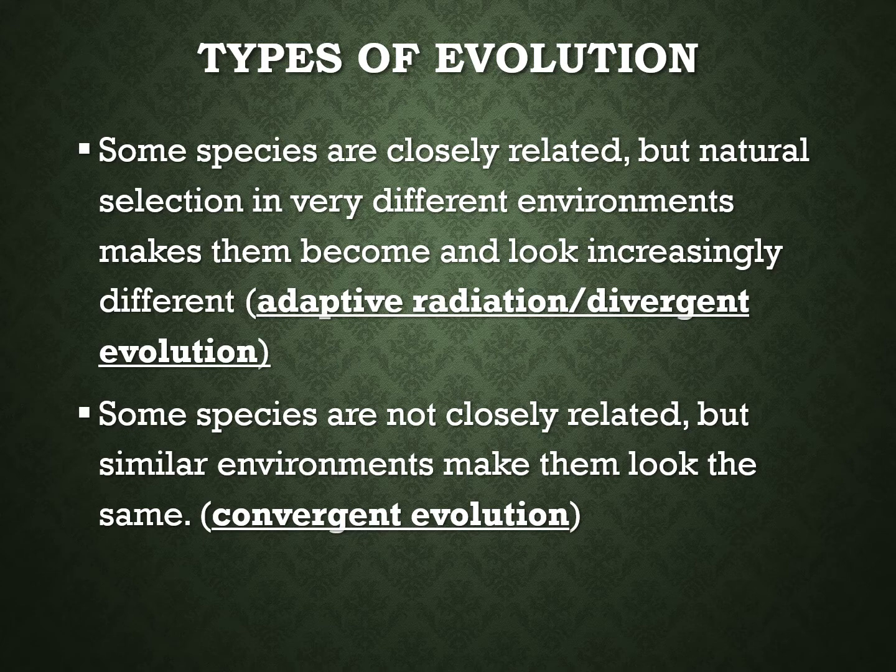So then kind of the opposite of that is that we have some species that are not closely related, but similar environments can make them look the same. So this is called convergent evolution because they're kind of converging, they're appearing more similar.